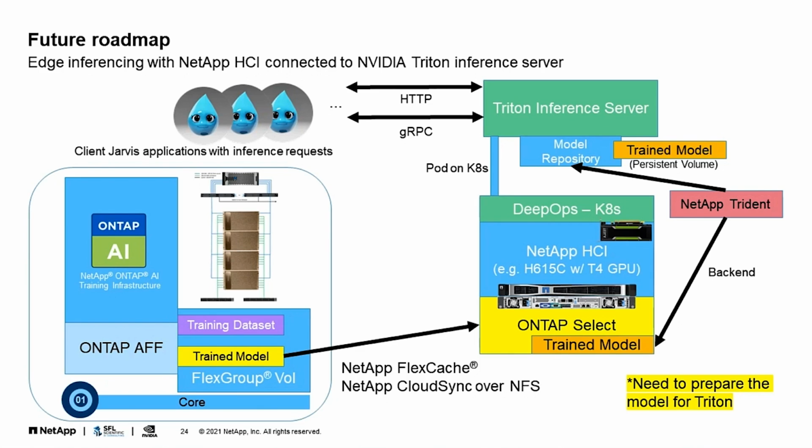And together we can combine it with NVIDIA Triton Inference Server that talks with different inference applications. That would be client Java applications with inference requests. They can talk to the Triton inference server with different protocols like HTTP and gRPC. And the backend is organized with NVIDIA DevOps to deploy Kubernetes. So yeah, this is another deployment option for your conversational AI architecture.